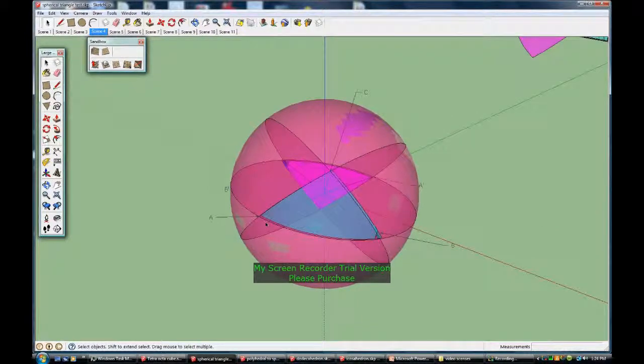And since you're working in SketchUp, you can pull that pair of triangles off and look at them in isolation. And let's just do that.